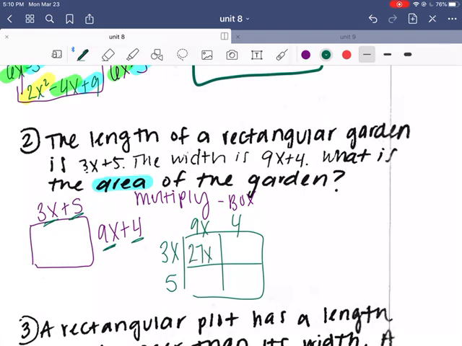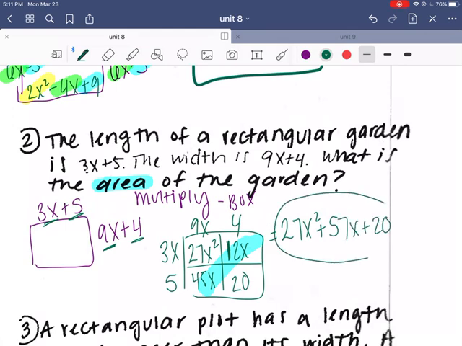And fill that out. I have 27x squared. This is 45x. That's 12x. And that's 20. So the total area is 27x squared. Add your diagonals when you are multiplying. Plus 57x plus 20 is our answer.